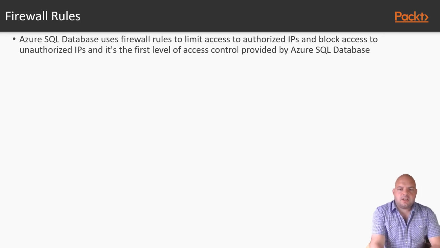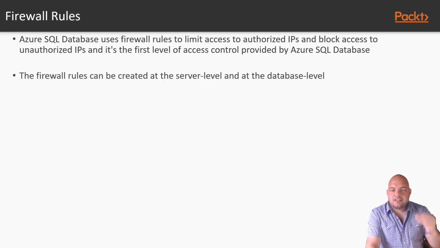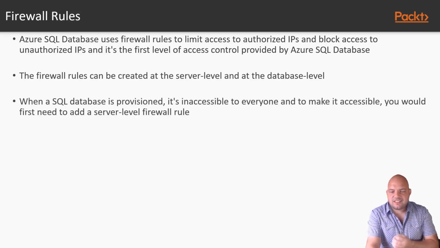Azure SQL Database uses firewall rules to limit access to authorized IP addresses and block access to IP addresses that are not authorized. It's the first level of access control provided by Azure. The firewall rules can be created at the server level and the database level. When a SQL database is provisioned, it's inaccessible to everyone. To make it accessible, we first need to add a server level firewall rule.